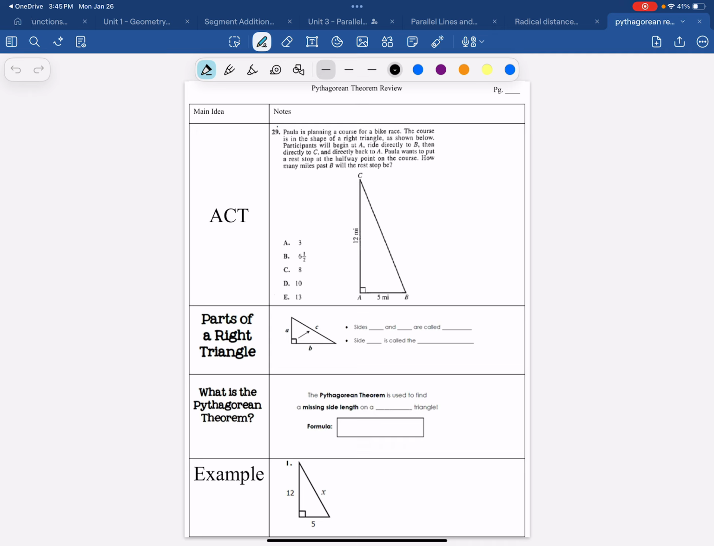All right, so the reason why I wanted to start with an ACT question is because there's at least one Pythagorean theorem question on every ACT. So I just want you to get used to reading and seeing what some ACT questions are so that when you take it in the 11th grade, you will be prepared for it.